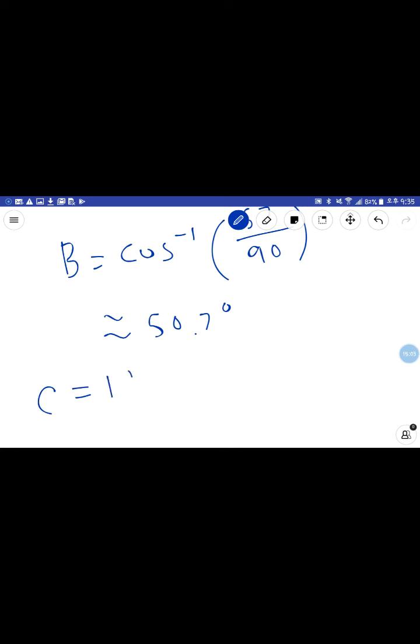So now I can find my angle C. How can I do it? 180 minus 95.7 minus 50.7. What is it? 33.6 degrees. That's how we do it.